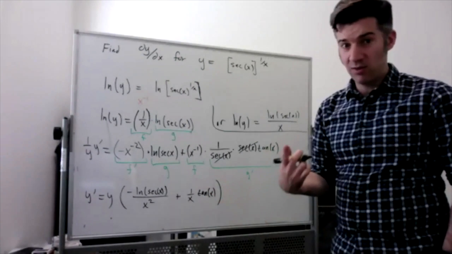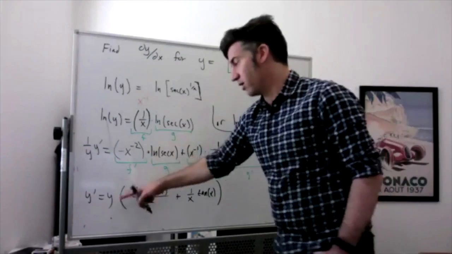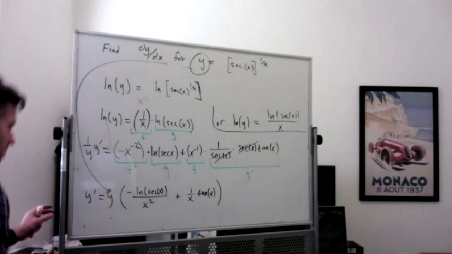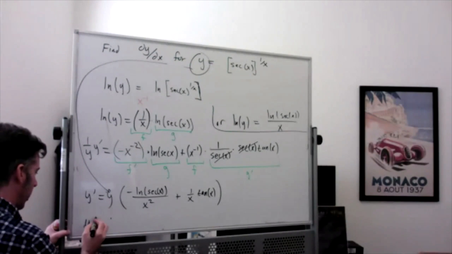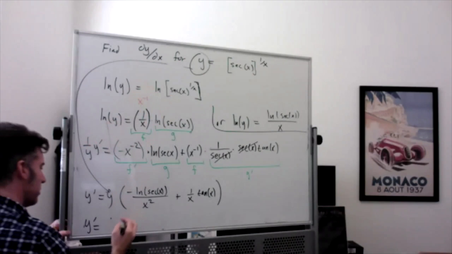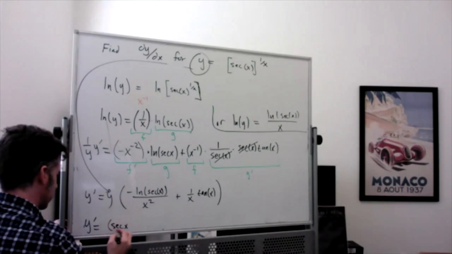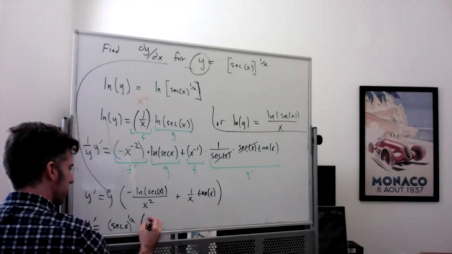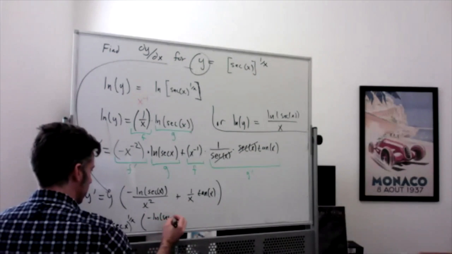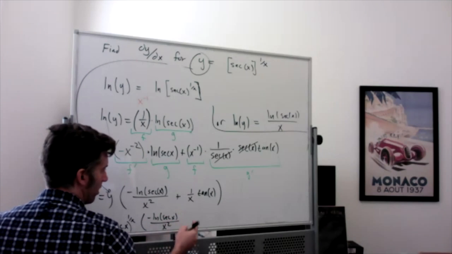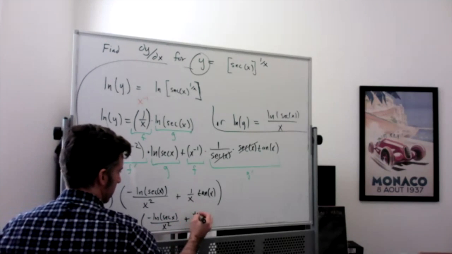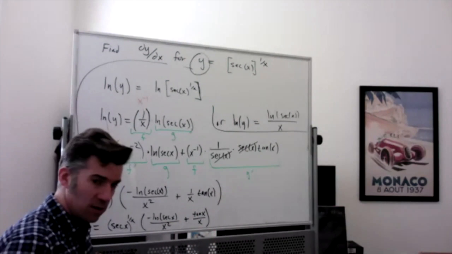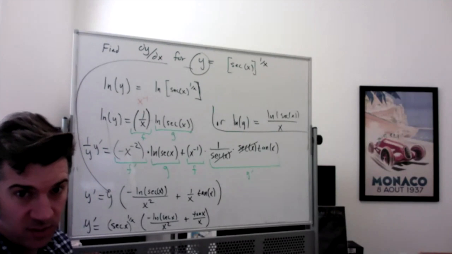Finally, we always have to do this. We replace the y here with what y is actually equal to. So that we actually get y prime equal to that secant of x to the 1 over x power times all of this. Negative natural log of secant of x over x squared. And I would probably write this as plus tangent of x over x. So that's how that one works out.